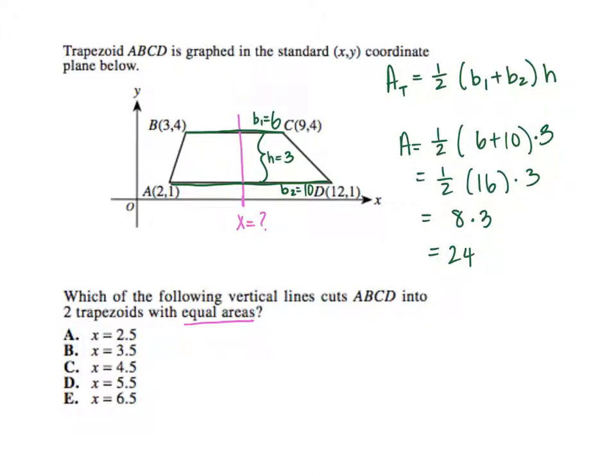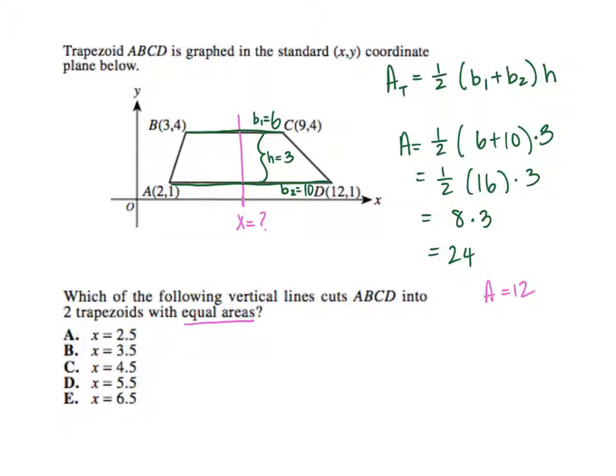So that means if I want to figure out what the x value is to cut this trapezoid in half of the area, I now know that half of this area would be 12. Half of 24 is 12. So in that case, what I'm going to do is figure out what x is if I know that the area is 12. So let me put this to the side. So I want an area of 12.